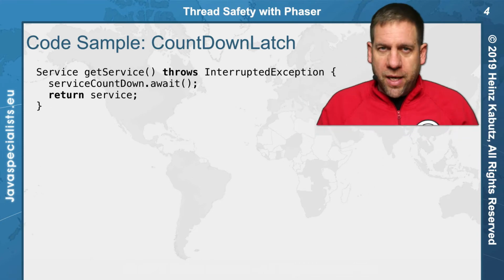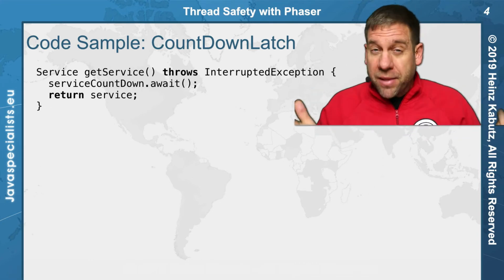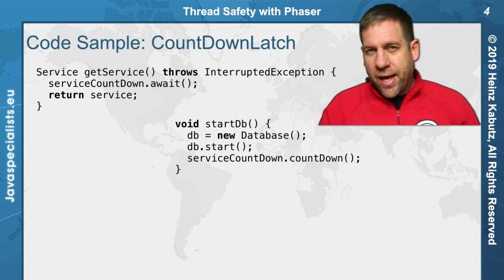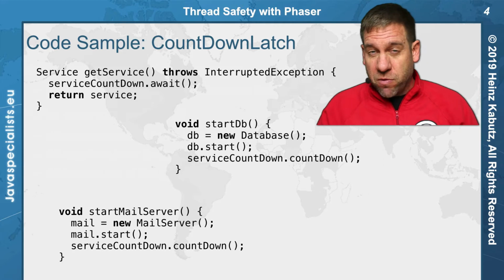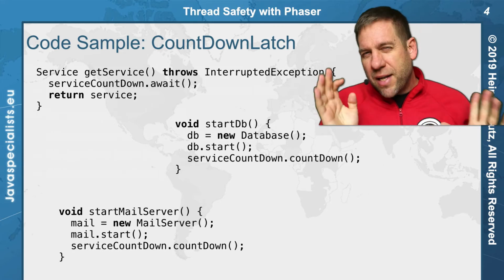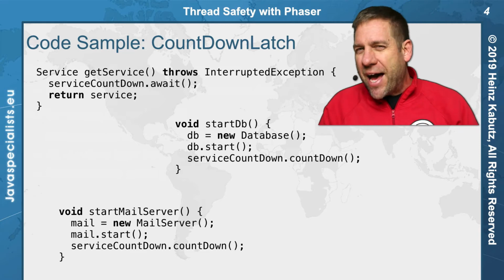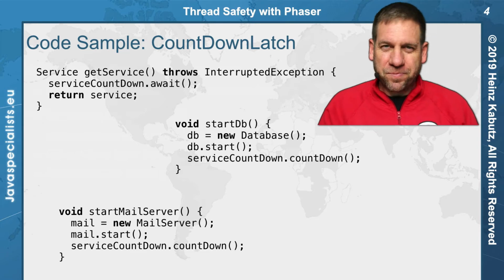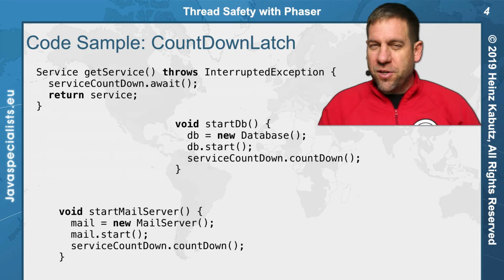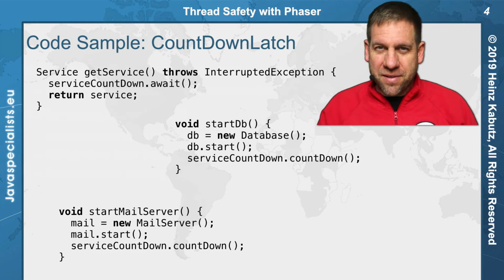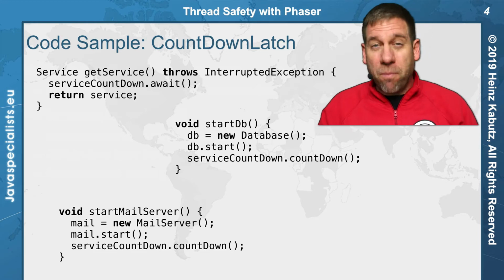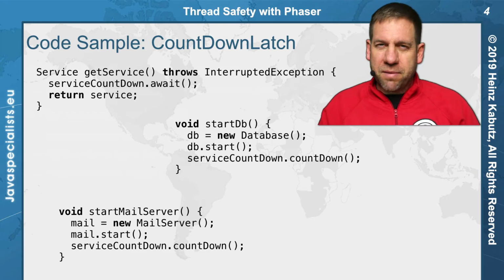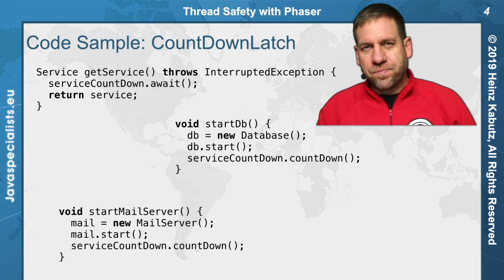So for example, here I've got some method which waits for the services to start. I've got a couple of services: a database service, and an email service, which have to be started up. Now the CountDownLatch is great for that, but there's one thing which I don't like so much, which is that you have to worry about InterruptedException. That of course is not so cool. And Phaser has a more modern way of working with interrupted exceptions. We'll see that in a moment. But besides that, this is a great class.